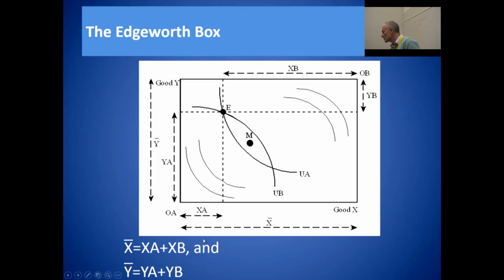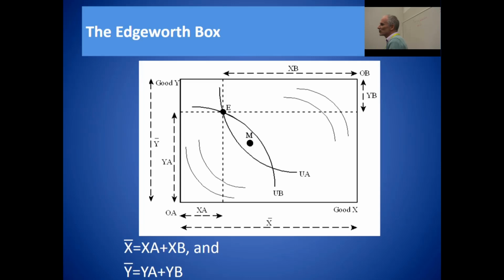These two identities here will always be true. That is, the total availability of good X, which I've called X bar, is equal to the amount of good X that person A has and the amount of good X person B has. And in the same way, the height of the Edgeworth box, which I've denoted as Y bar, is equal to the amount of good Y that person A has plus the amount of Y that person B has.